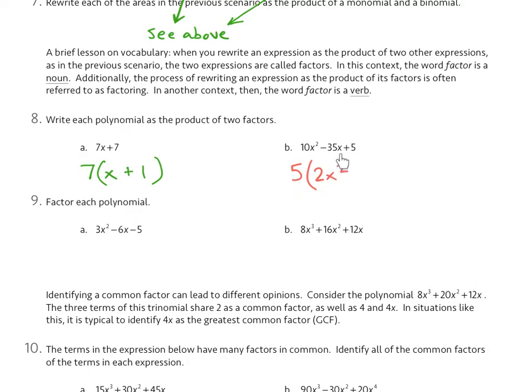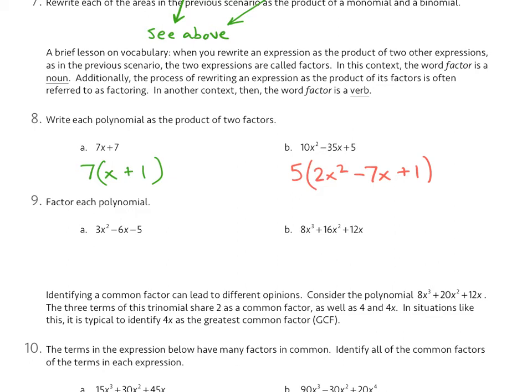5 times what equals minus 35x? 5 times minus 7 is minus 35, so I'll put minus 7x, because 5 times minus 7x equals minus 35x. 5 times what equals 5? 5 times 1, and that's positive, so plus 1. The trinomial here times 5 equals this trinomial. So this trinomial has now been written as the product of two separate factors, a monomial and a trinomial.